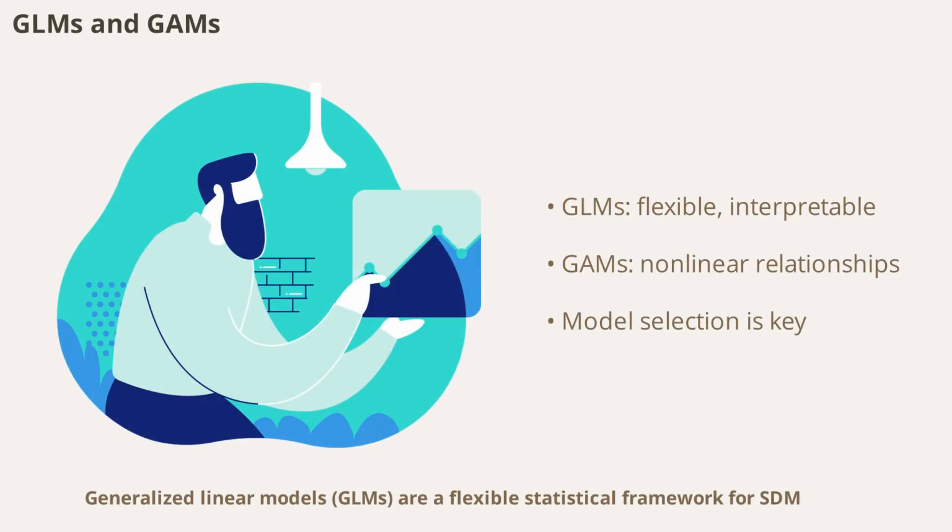Generalized linear models, GLMs, are a flexible statistical framework for SDM, accommodating different types of response variables and error distributions. Generalized additive models, GAMs, extend GLMs by allowing nonlinear relationships through smoothing functions. Both approaches require decisions about model complexity, variable selection, and evaluation criteria. Information criteria like AIC are commonly used for model selection.